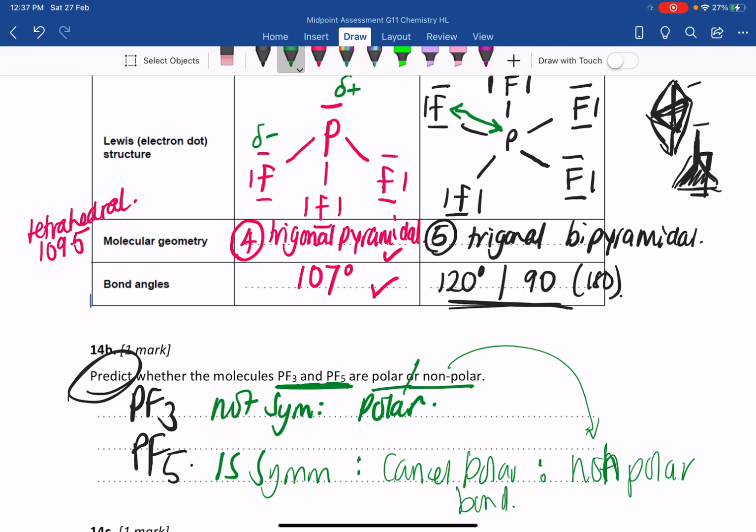So you can, I suppose, learn that if you have got the same atom on all of those bonds, so the P is bonded to 5 of the same atom, and you've got no lone pairs of electrons, then that is going to be symmetrical.